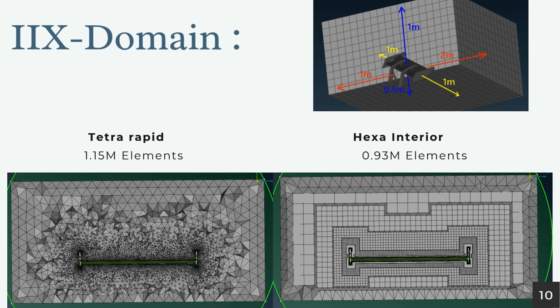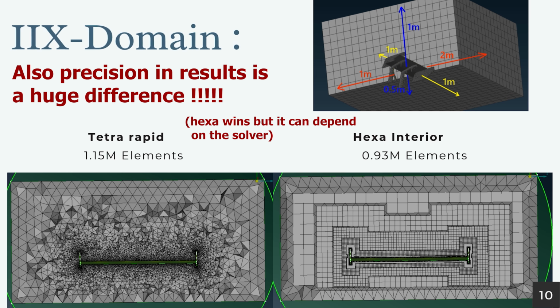You can see the comparison between the tetra meshing and the hexa interior meshing algorithms. One is structured and looks clean, but the other is less structured. The main difference is the time taken to generate the mesh: Tetra Rapid is really fast compared to the Hexa interior. And not all software can provide you with a really good quality mesh like the right one.